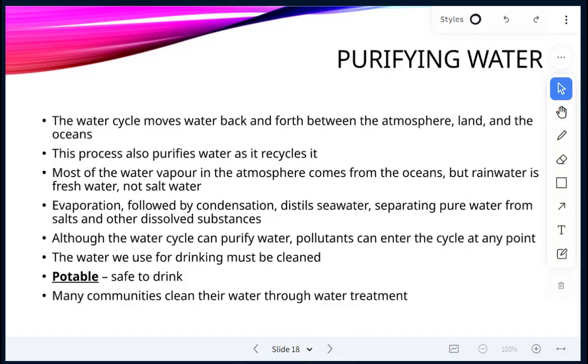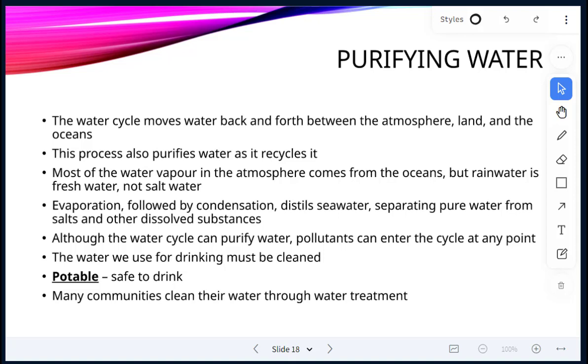So purifying water. So the water cycle, it moves water back and forth, as we've seen when we were studying the water cycle. So water is being moved back and forth between the atmosphere, the land, and the oceans. But that process is also purifying water as it recycles it.